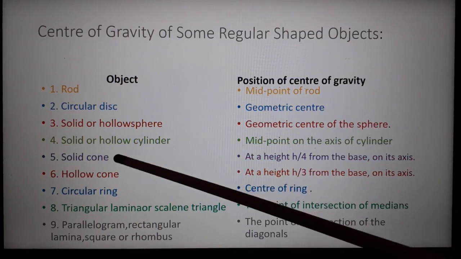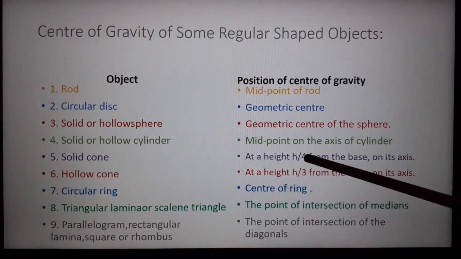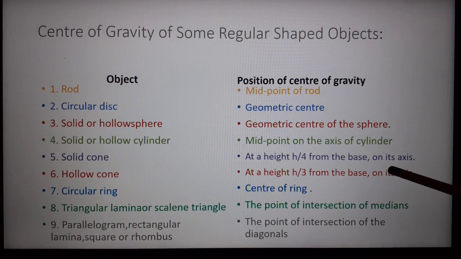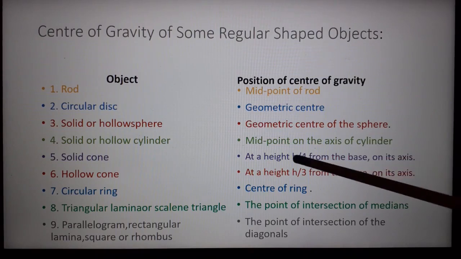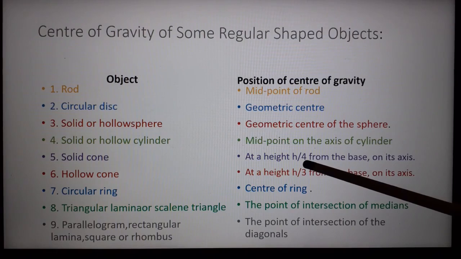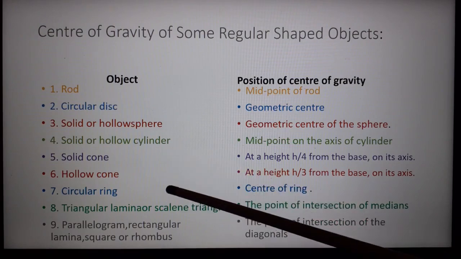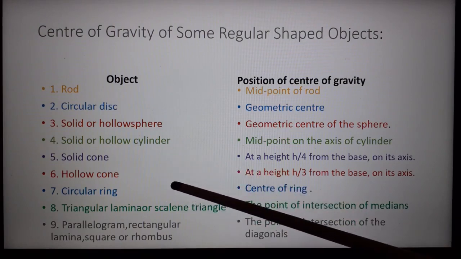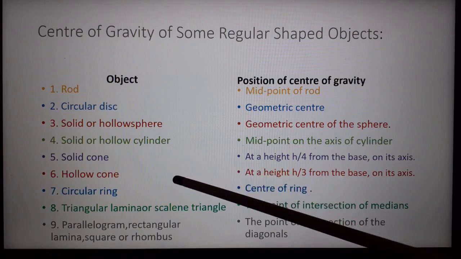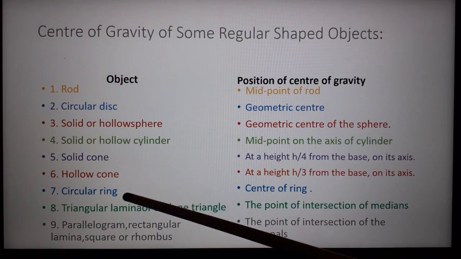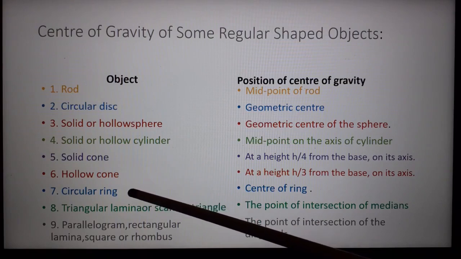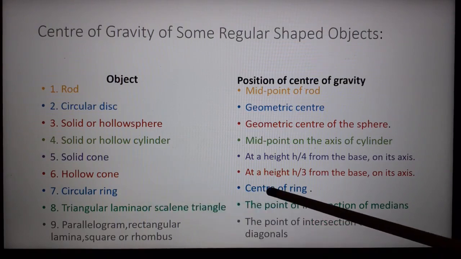For a solid cone, the center of gravity is at height h/4 from the base on its axis. For a cone, you have to draw its axis, and at h/4th part from the base lies its center of gravity. For a hollow cone, you have to draw its axis, then divide that height into 3 parts, then at h/3rd part from the base lies its center of gravity. Then for a circular ring, just now we observed it was the center of the ring.